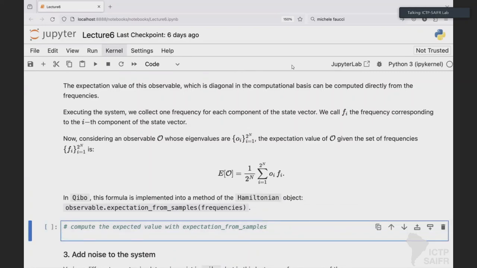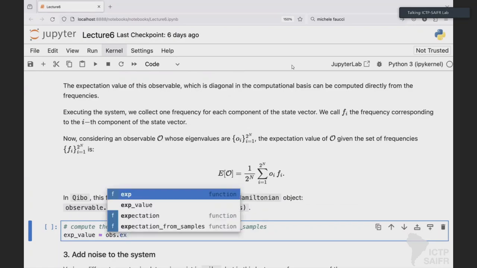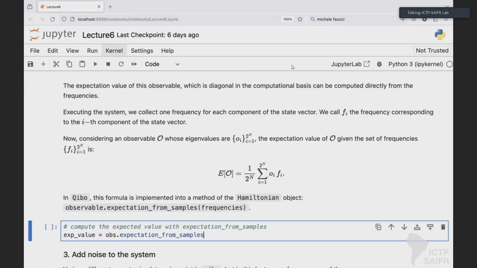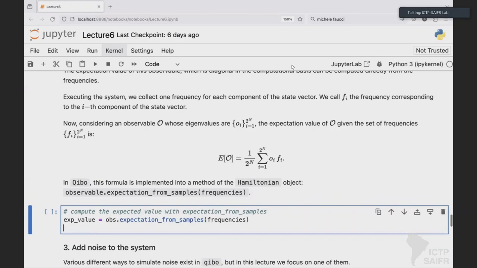So in Qibo, all these operations can be done automatically. It's quite simple. So we do expectation value equal to the observable dot expectation from samples, because we have the samples, we have all the frequencies, and we send the frequencies as the first parameter of our simulation here. And afterwards, we can print results.